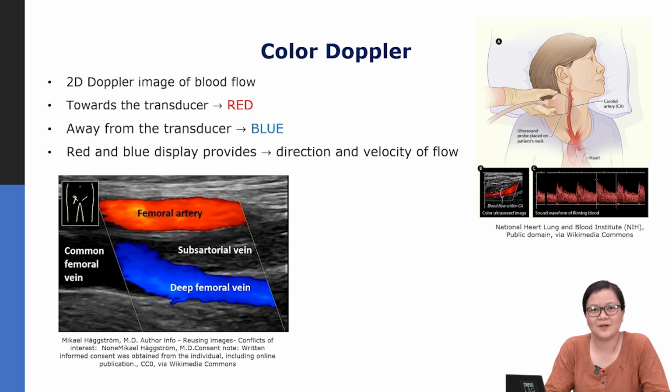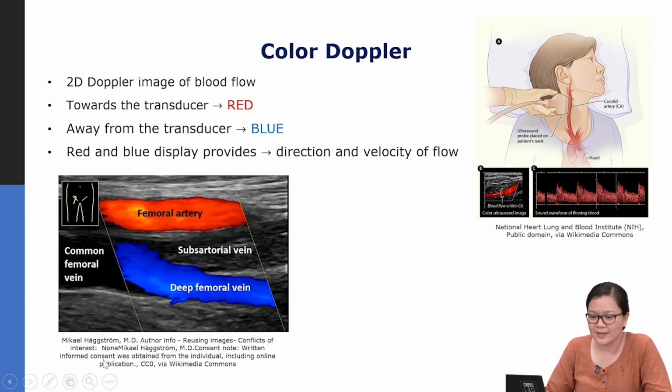Another Doppler mode is called color Doppler. And what this does is it gives a 2D Doppler image of blood flow. In this case, a color Doppler image consists of a red and blue color map, wherein red is typically denoted as when the blood flow is moving towards the transducer, and blue is denoted as when the blood flow is moving away from the transducer. So this red and blue image display is quite nice because it gives the directionality and the velocity of the blood flow depending on the intensity of the blue and the red.